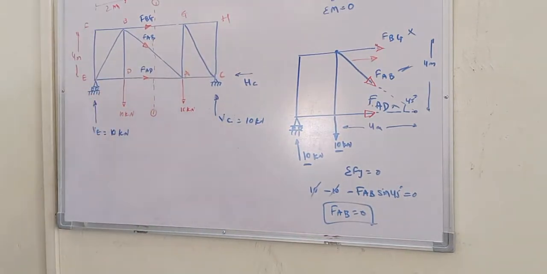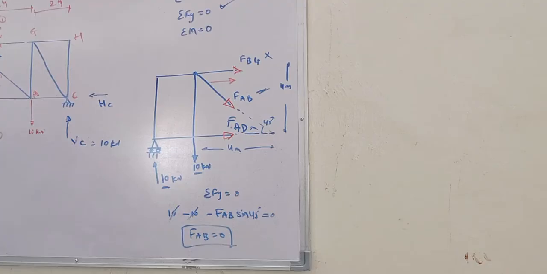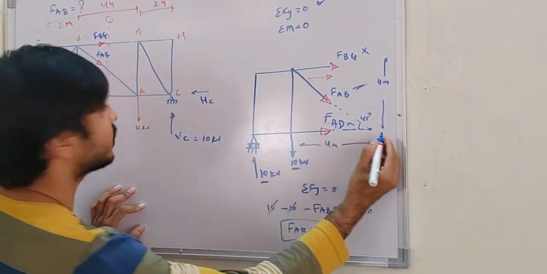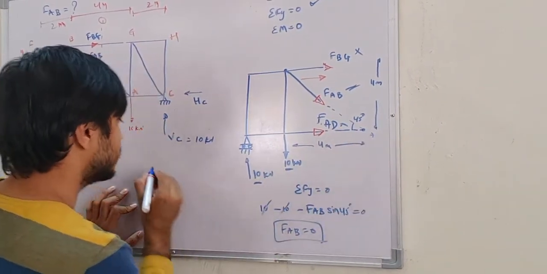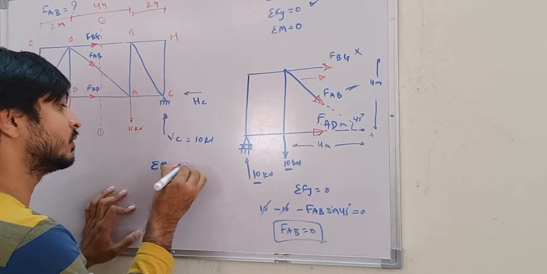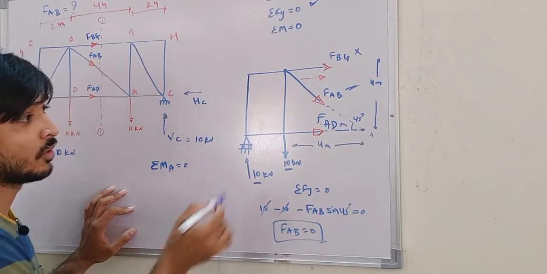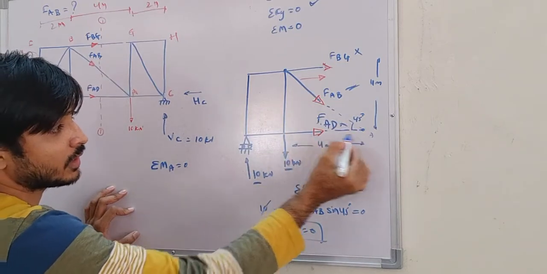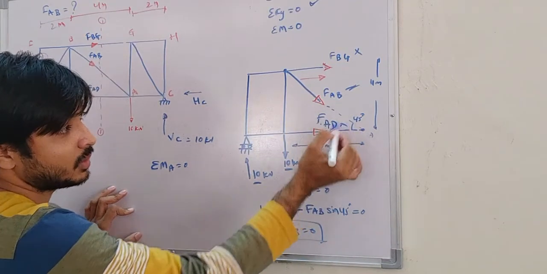This is very simple. So if I ask you to calculate FBG, tell me how much you will get for FBG. I take moment about this point A. Okay, so if I take summation of moment about A equal to 0, what will happen? This FAB will be gone, FAD will be gone.